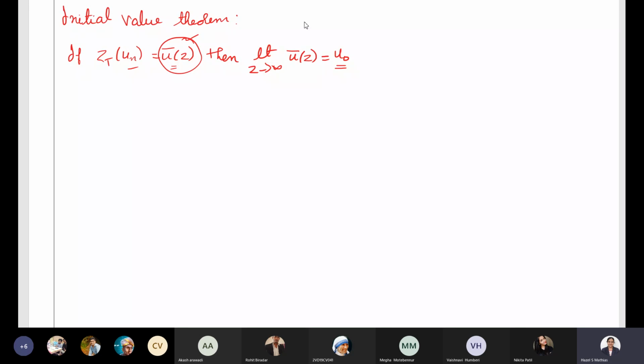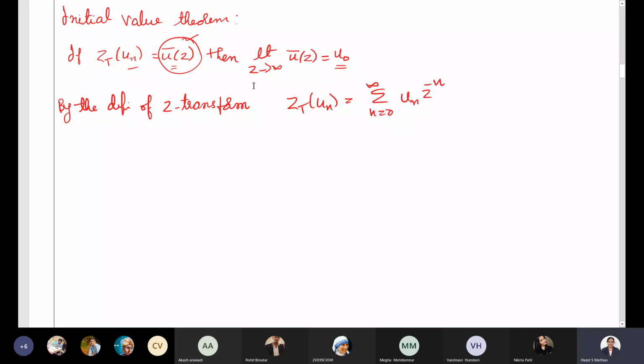What we do is, by the definition of z transform, the z transform of u(n) is the summation from n equal to 0 to infinity of u(n) z power minus n. This is from the definition of z transform: the z transform of u(n) is given by the summation of u(n) z power minus n.